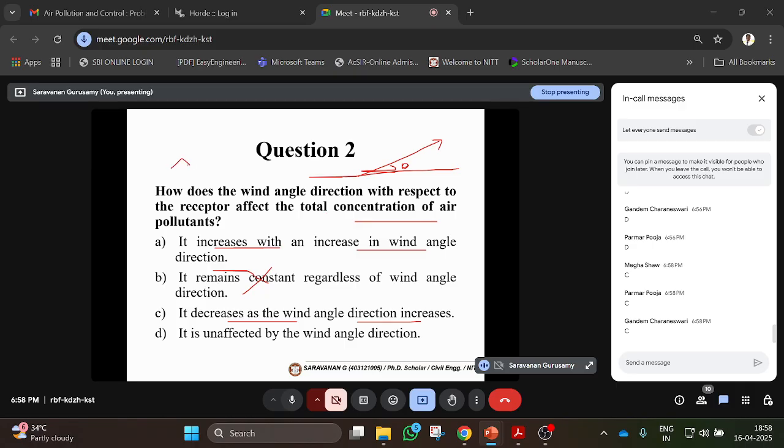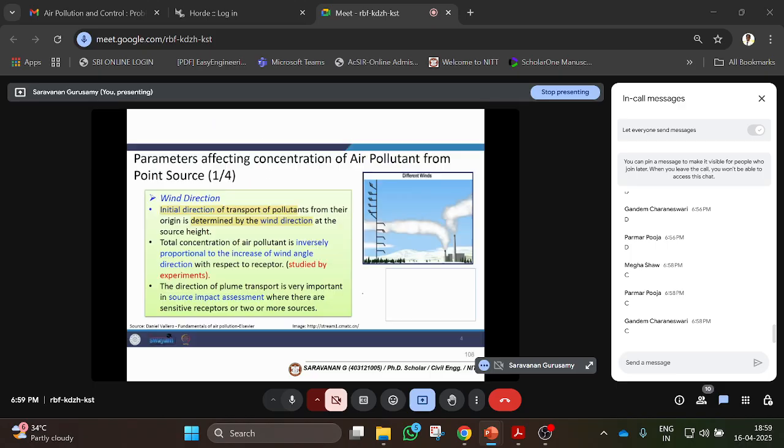If I am emitting from a source here, it is going this way, and I am a receptor here. If the wind angle is more, it goes this way, then my concentration here will be lesser, right? So it decreases as the wind angle increases. That is correct, and that is what we have discussed here. If the wind angle gets increased, my concentration will be reduced. The total concentration of the air pollutant decreases when the wind angle increases. So option C is correct. That's how wind direction and wind angle matter.